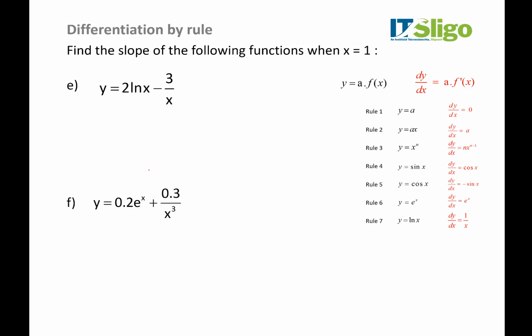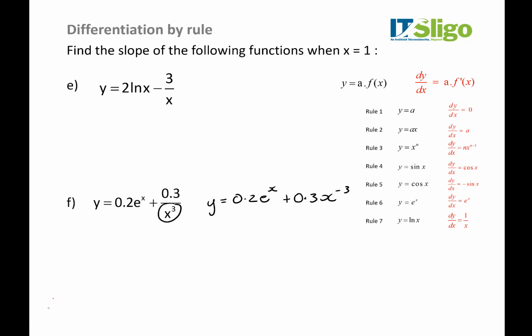And now this one again looks a bit tricky, but there's nothing really untoward here. Again, we'll just write everything. So 0.2 e to the power of x plus 0.3. Our power is below the line, so we write it using negative powers.